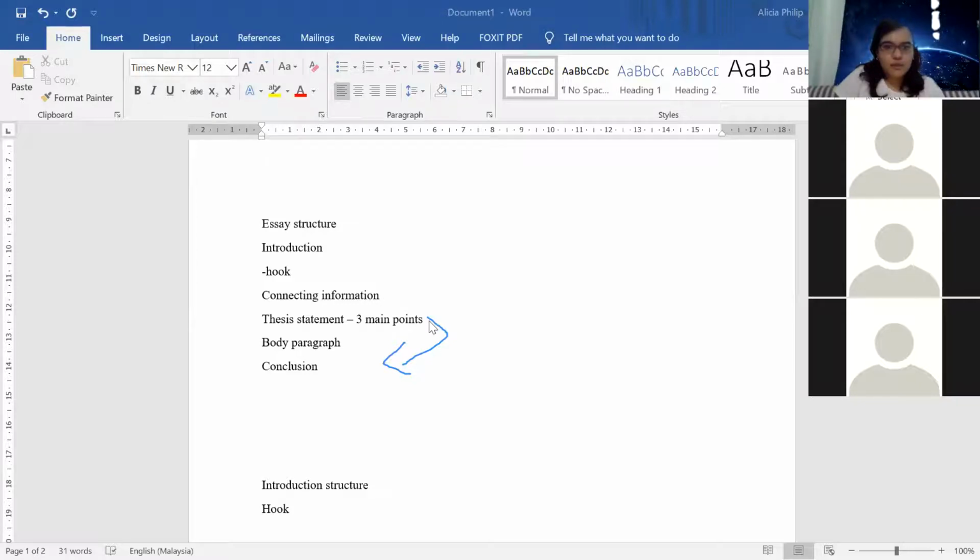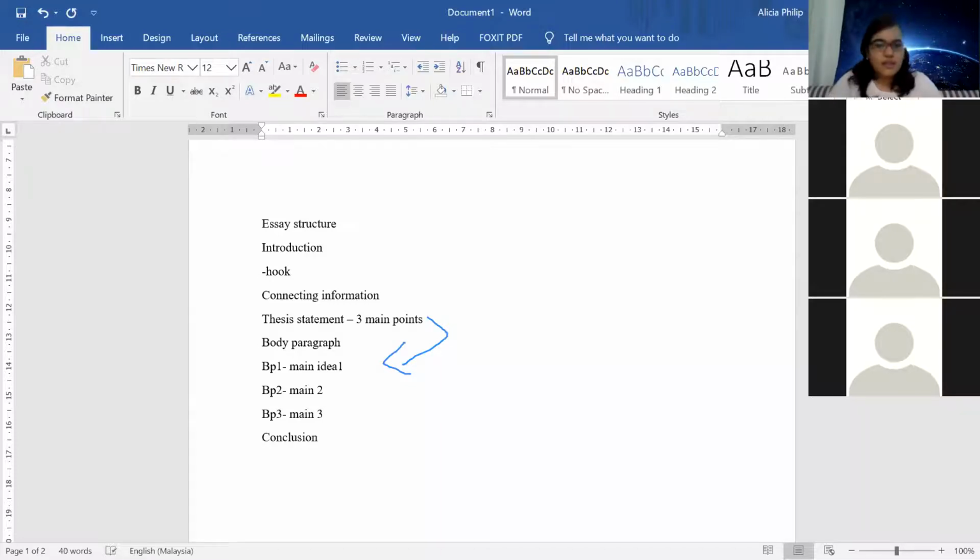So in your body paragraph, what you would have is body paragraph 1 that talks about your first main idea, body paragraph 2, which talks about your main idea number 2, and body paragraph 3 will talk about your main idea number 3. That is what happens in your body paragraph. This I will explain to you next week. I just want you to focus on the introduction first to give you an idea of how to write a good introduction. Clear now?